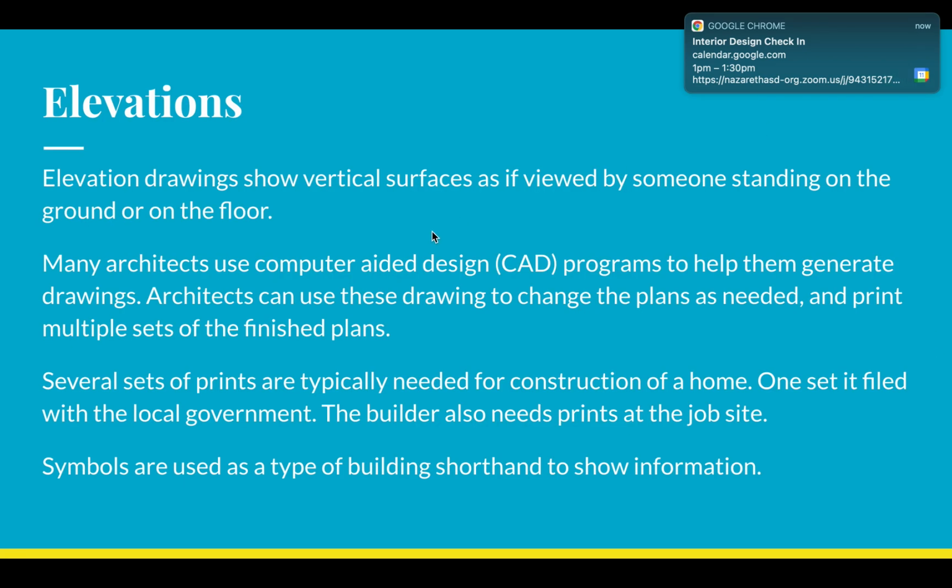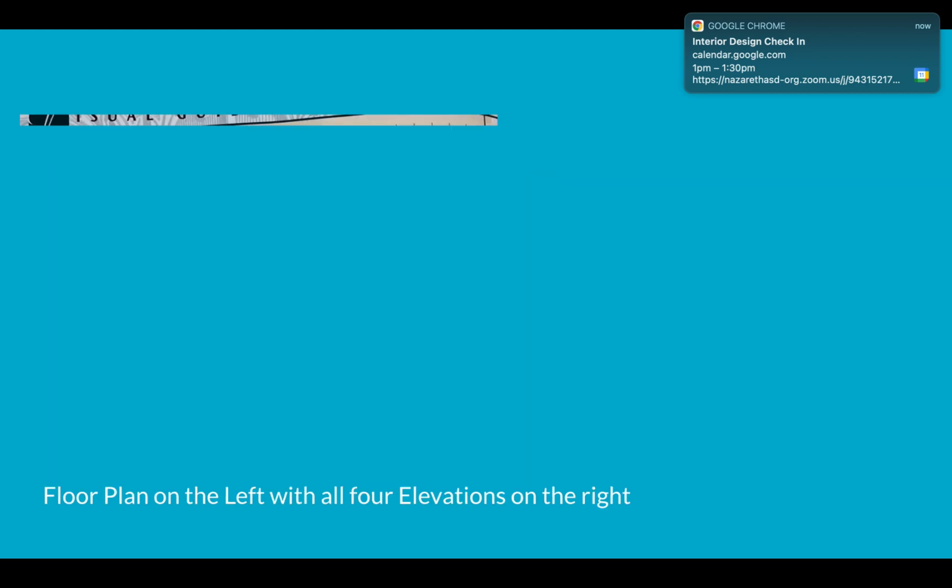Okay, so elevations show the vertical surface as if it's viewed by someone standing on the ground or on the floor. Many architects use computer-aided design programs to help them generate drawings. Architects can use these drawings to change the plans as needed and print multiple sets of the finished plans. Several sets of prints are typically needed for construction of a home. One set is filed with a local government to obtain a building permit, and then the builder also needs prints at the job site. And you saw the symbols on the last slide.